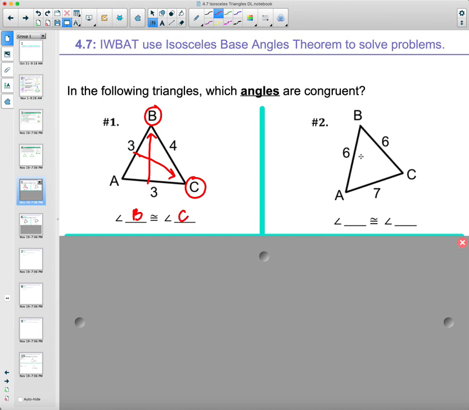And in this one, okay, again, look for the congruent sides. So the 6 and the 6, so AB is congruent to BC. So across from those sides, the angles opposite them are equal. So C and A.